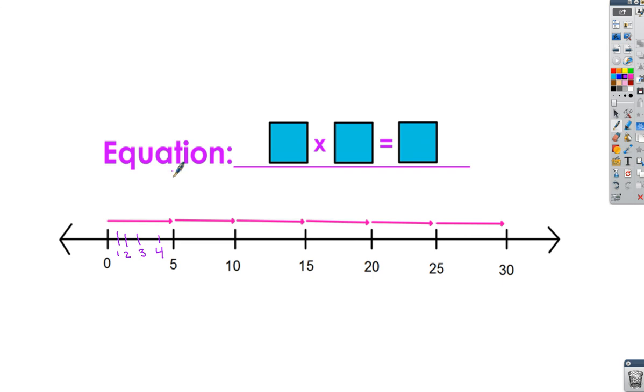Okay, so first thing we do is count our arrows. So we have 1, 2, 3, 4, 5, and 6. So our first number is 6. And then we're going to multiply by our increments. There's 1, 2, 3, 4, 5. So we have 5, and we're going to the right, which means we are positive. So we have 6 times 5, and that is 30. Notice where we stopped on our model.